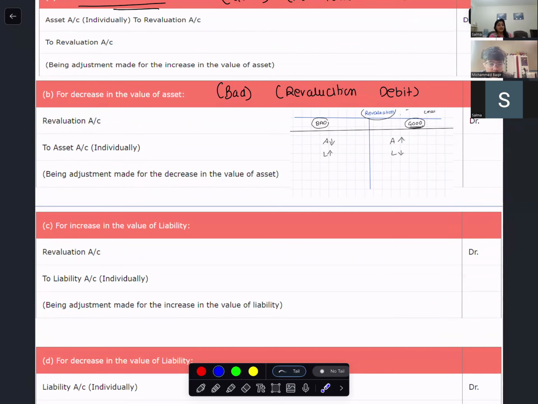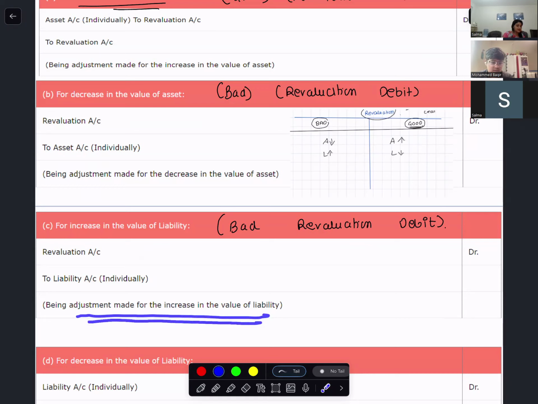Increase in the value of your liability. Your liability is increasing. Is it a good thing or a bad thing? It's a bad thing. So if it is a bad thing, what will happen to the revaluation account? It will be debited. What is the journal entry for this? Revaluation account debit to liability account credit. What will be the narration? Adjustment made for increase in the value of liability.